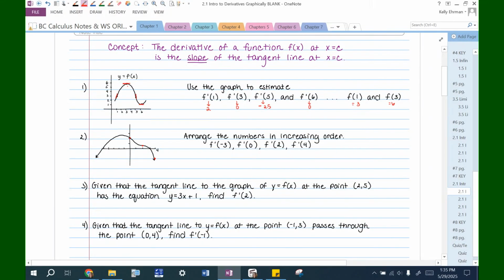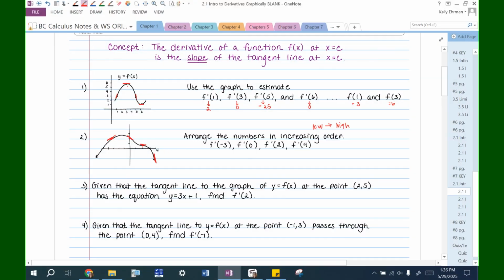Among the numbers, arrange the numbers in increasing order. So we're not talking about steepness. These are all slopes. We're talking about numerical order. So f prime of negative 3, that's like here. I'm just going to sketch these in. F prime of 0 here. F prime of 2 is here. F prime of 4 here. Increasing order means low to high.